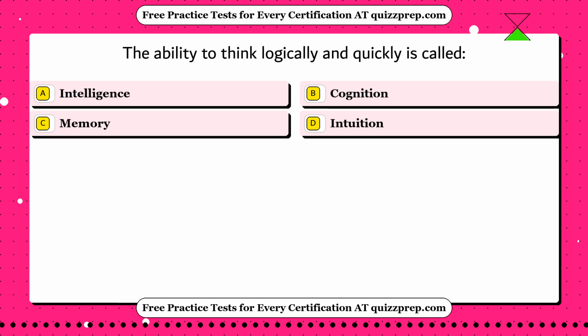Question 83. The ability to think logically and quickly is called: Option A. Intelligence. Option B. Cognition. Option C. Memory. Option D. Intuition.